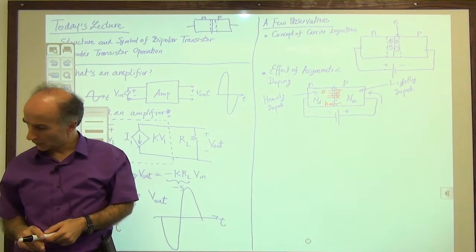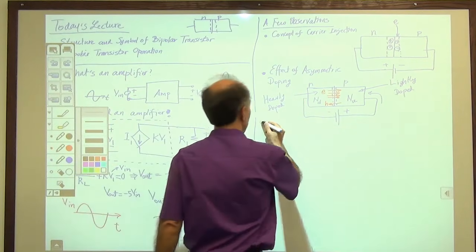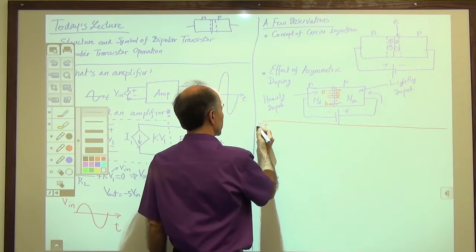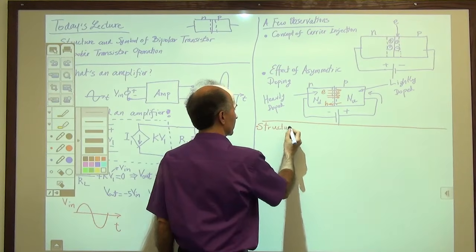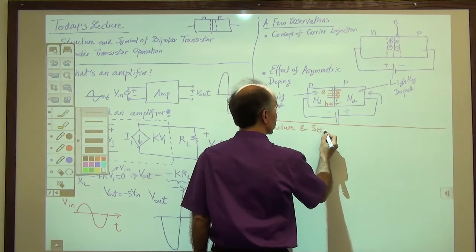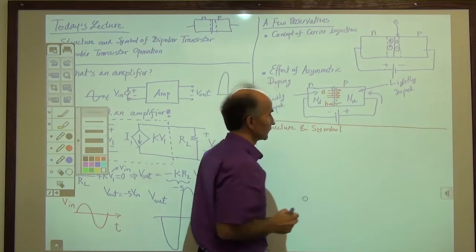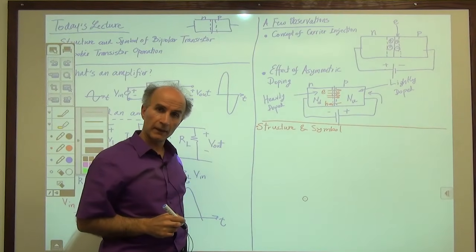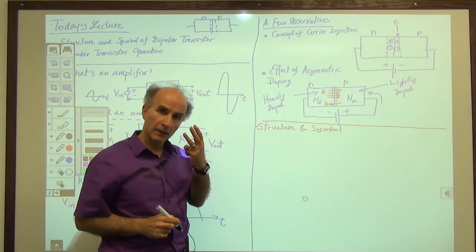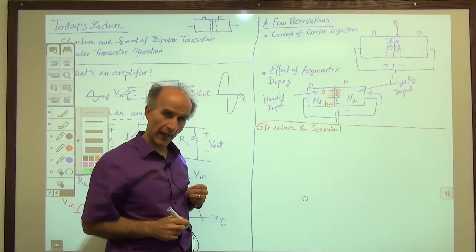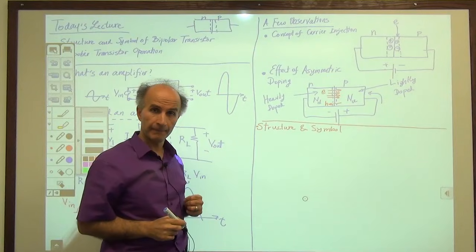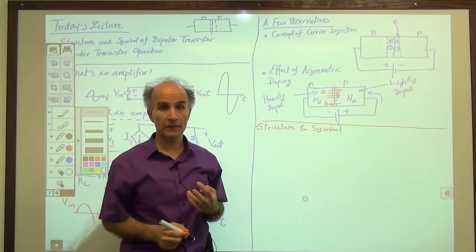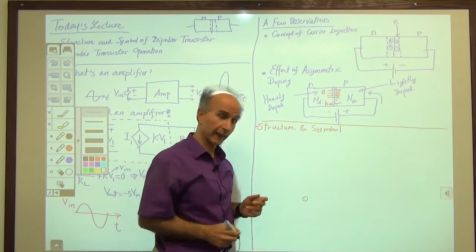Okay, so now let's go and look at the structure and symbol of the bipolar transistor. All right, the bipolar transistor is very interesting. It has 3 semiconductor sections and therefore 3 terminals. Remember, for a p-n junction we have only 2 terminals, 2 sections. But for a bipolar transistor we have 3. So it's a little more complicated now.